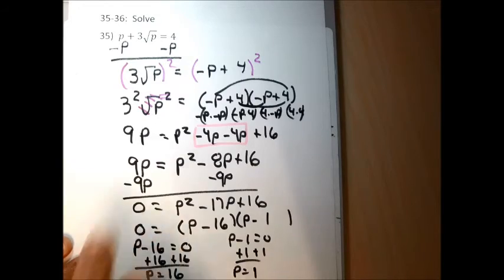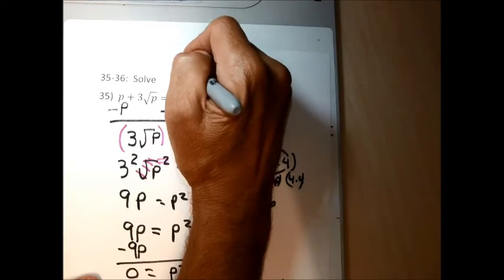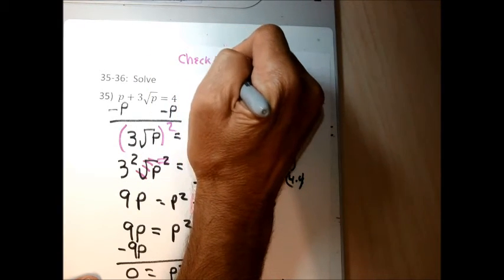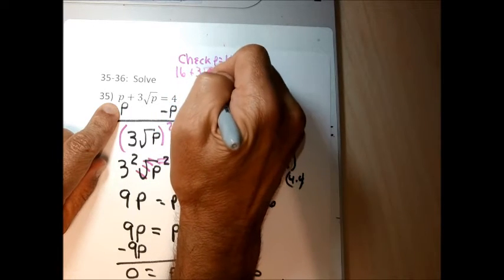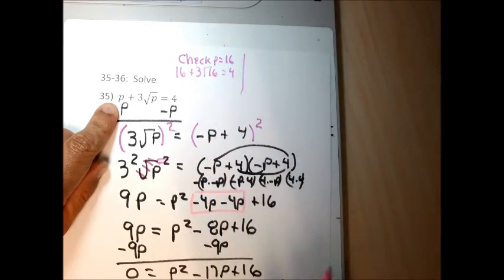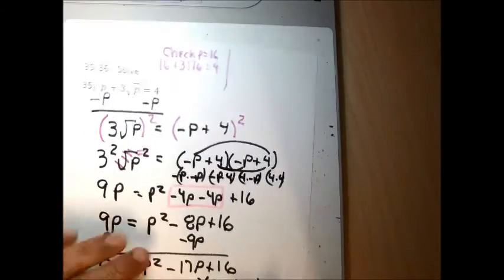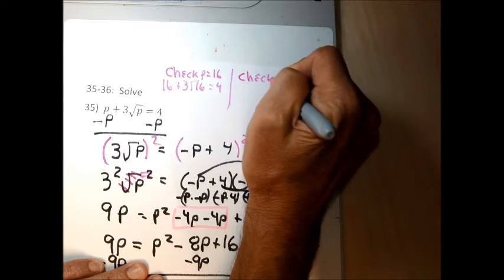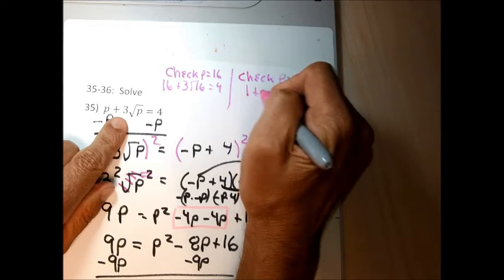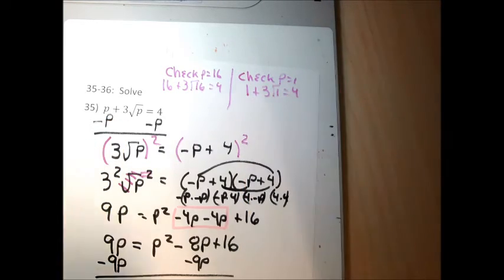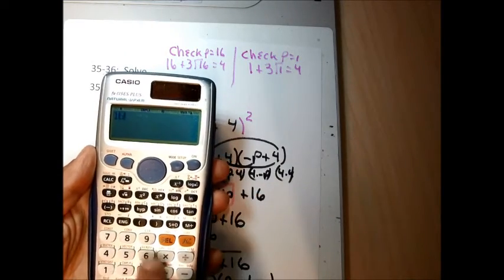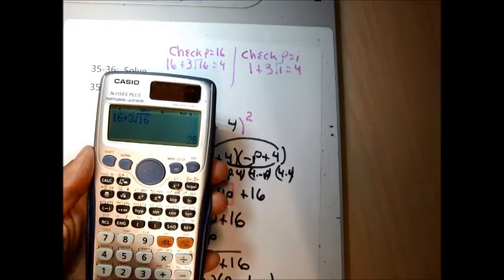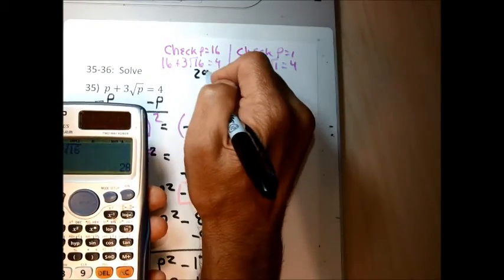Both of these need to be checked. I'm going to check them up top because I'm kind of running low on room. So I'm going to check p equal to 16. And then I'd go 16 plus 3 square root of 16, and that would have to equal 4. And then I also need to check p equal to 1. And to check p equal to 1, I'll go 1 plus 3 square root of 1 and see if that equals 4. So I need to check them both. And so the first one, I'm going to do 16 plus 3 square root of 16. And that gives me 28 equal to 4.